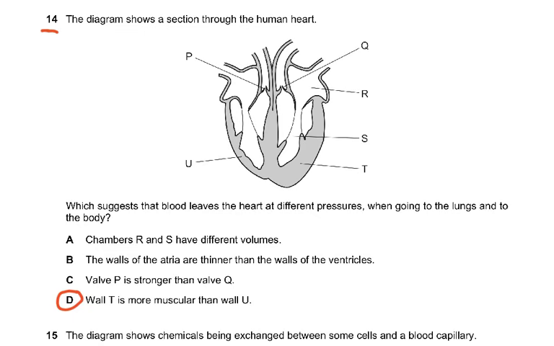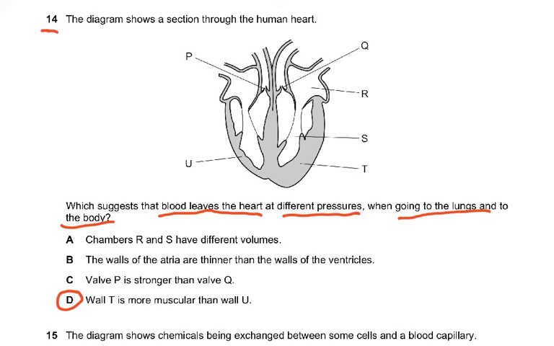And question 14, the diagram shows a section through the human heart, which suggests that blood leaves the heart at different pressures when going to the lungs and to the body.